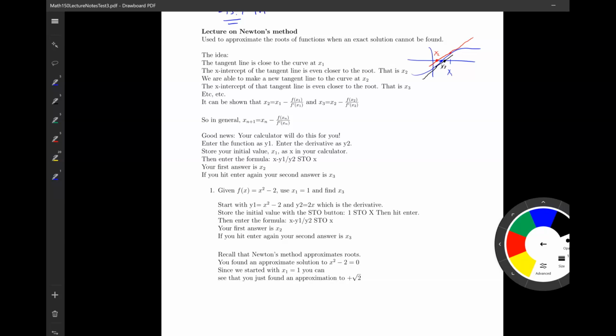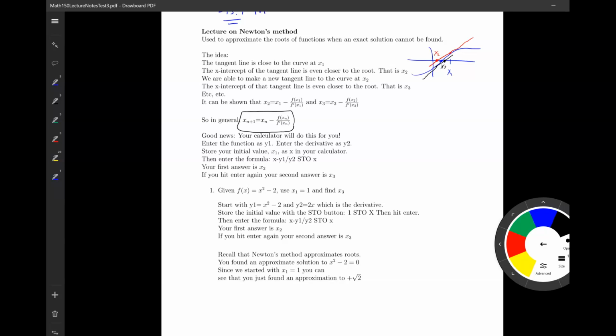So algebraically, this can be shown that x sub 2 is equal to x sub 1 minus f of x sub 1 divided by f prime of x sub 1. This comes from the equation of the line. So this is the formula that you're going to want to identify to find the next x value.